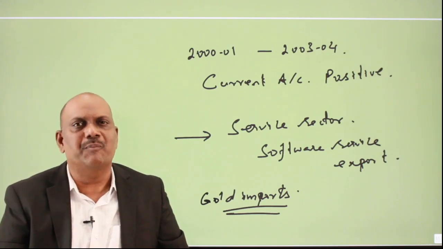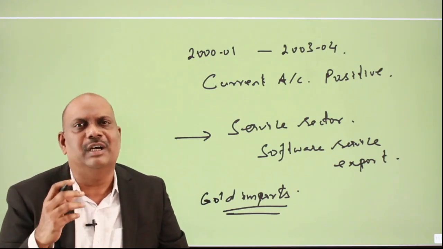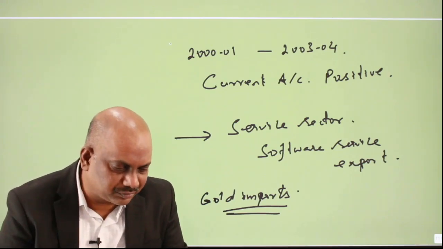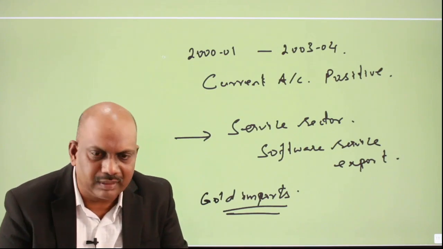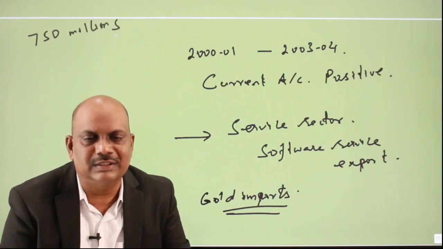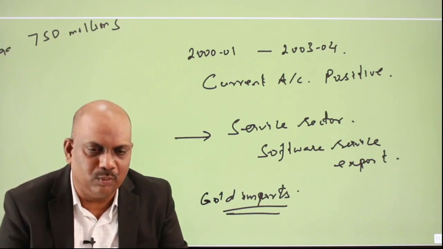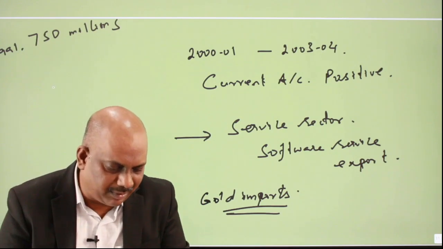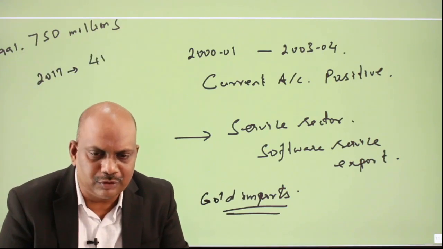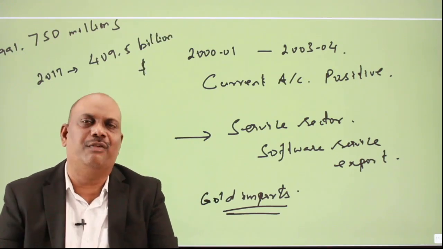But irrespective of anything, because of correcting our fundamentals, export promotion and the performance of our service sector, from just $750 million as foreign exchange reserves in the year 1991, somewhere by 2017 we managed to have more than $409.5 billion of foreign exchange reserves.